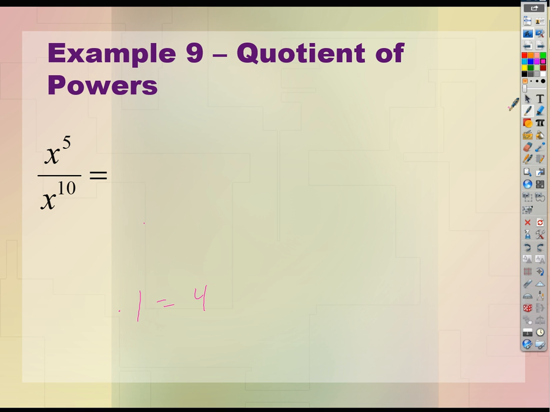Okay, so I keep the base on the bottom, and how do I subtract? So what minus what? 10. Yeah, you get that? What's our rule? When we divide like bases, we keep the base with the biggest exponent and subtract the other exponent, right? So we keep it on the bottom and write it as 1 over x to the 10 minus 5, which is 1 over x to the 5th, right? Make sense? Questions? Okay, that's it.